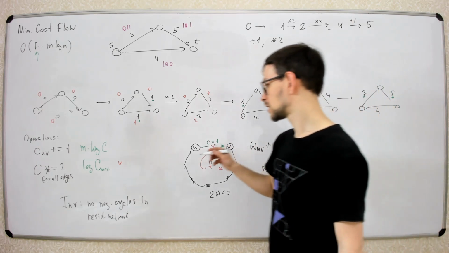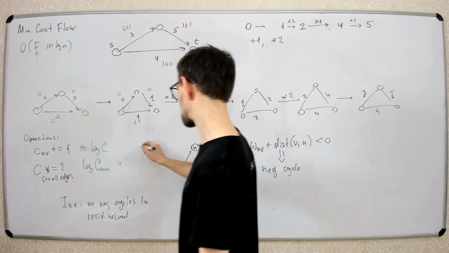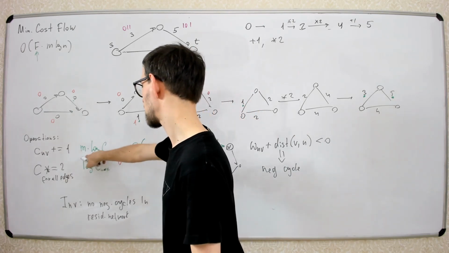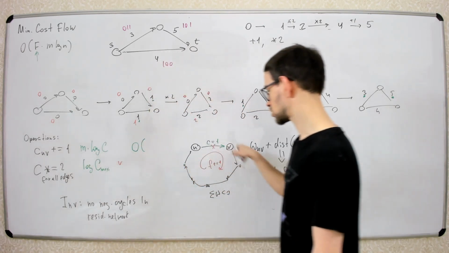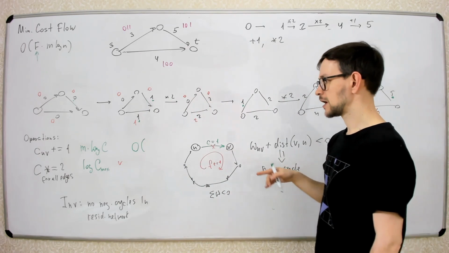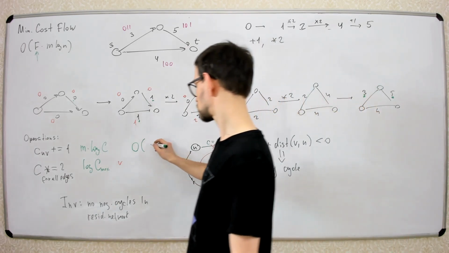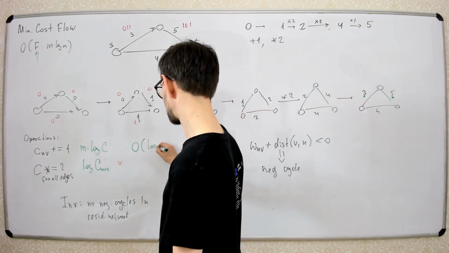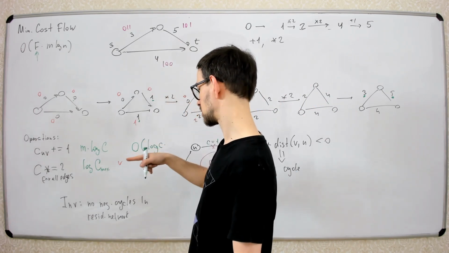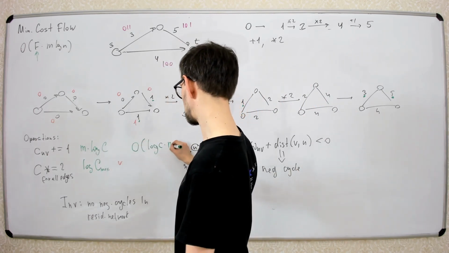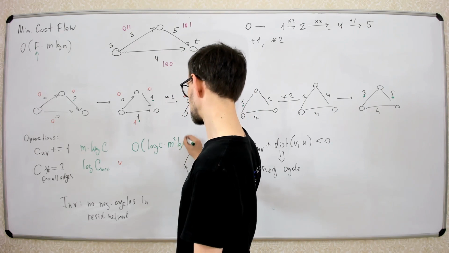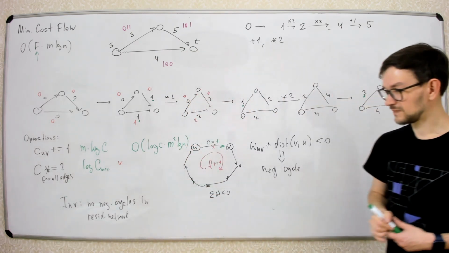So what will be the total time complexity? Total time complexity will be like this. We need to make m log c such operations, and each time we run Dijkstra's algorithm. So total complexity will be log c multiplied by Dijkstra, multiplied by m, so it will be like m squared multiplied by log n. Something like that.